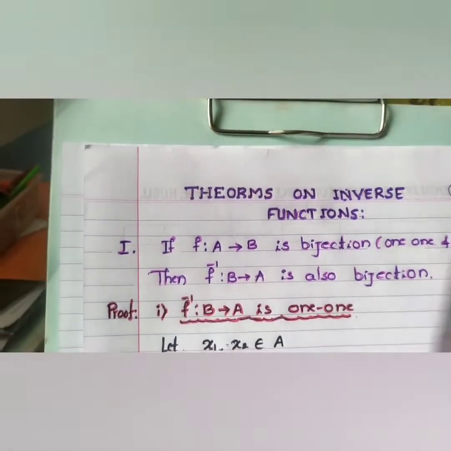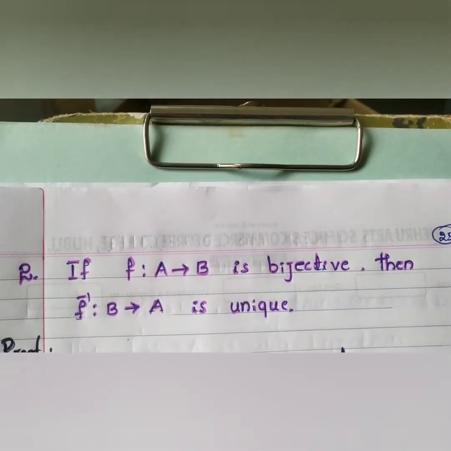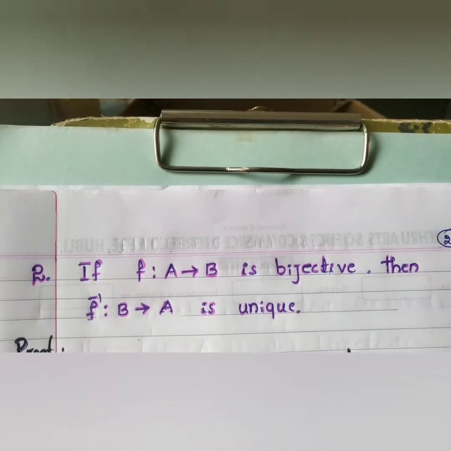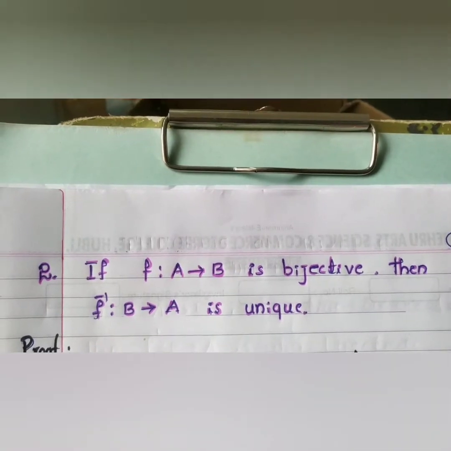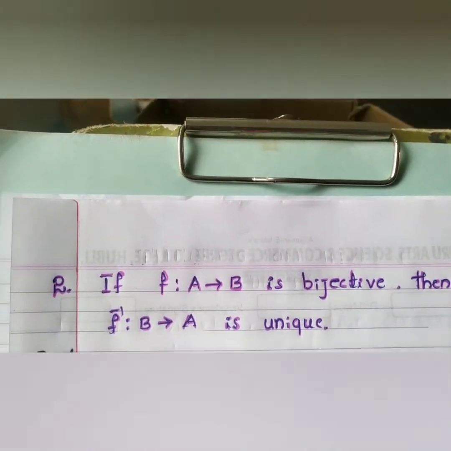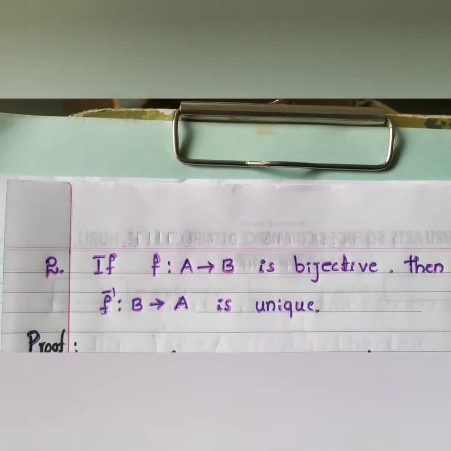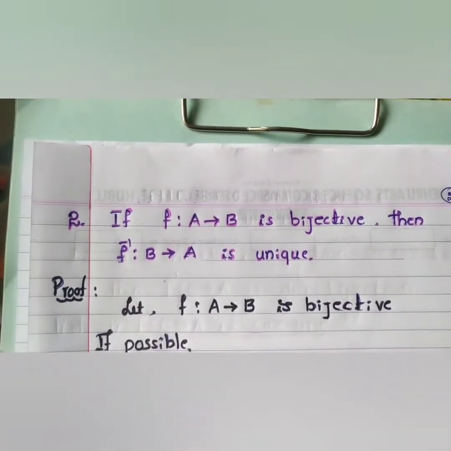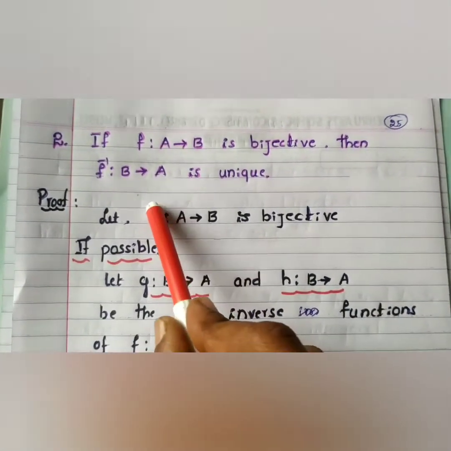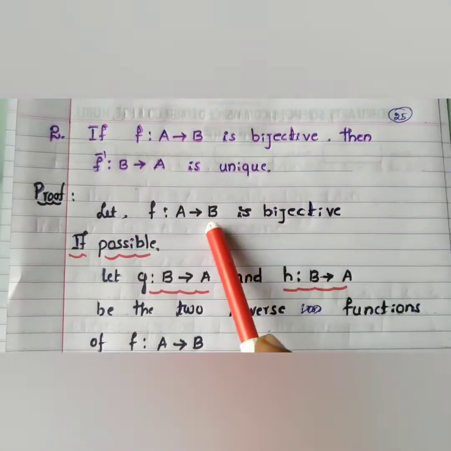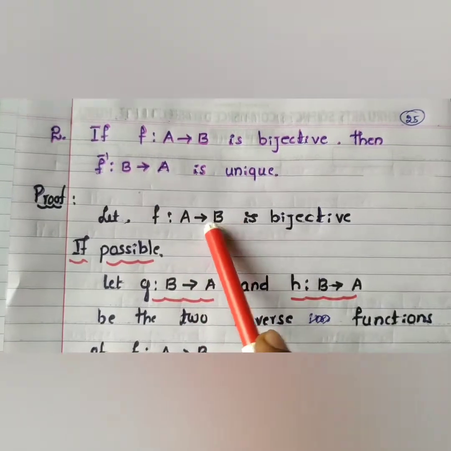Next, let us go to the second theorem on the inverse function. What does the theorem say? If f from A to B is bijective, then f inverse from B to A is unique. That means one function has only one unique inverse function. As f from A to B is bijective, we can show that f inverse from B to A is unique. So, what is given? It is given that f from A to B is bijective. We know obviously that if f from A to B is bijective, then the inverse f inverse from B to A exists.